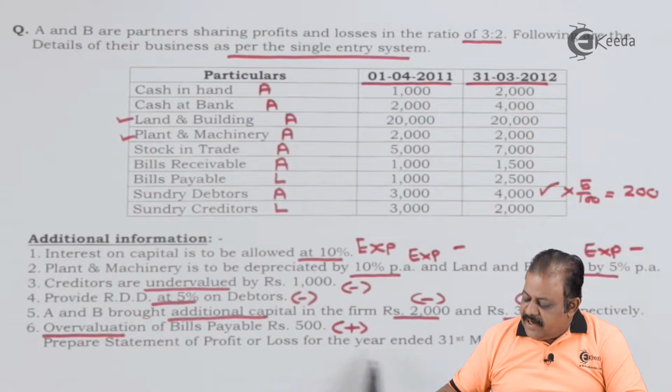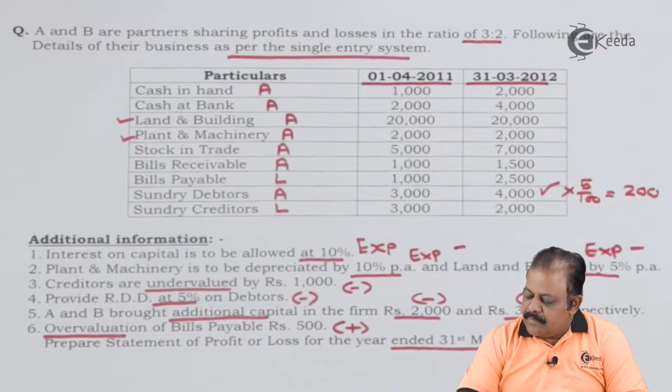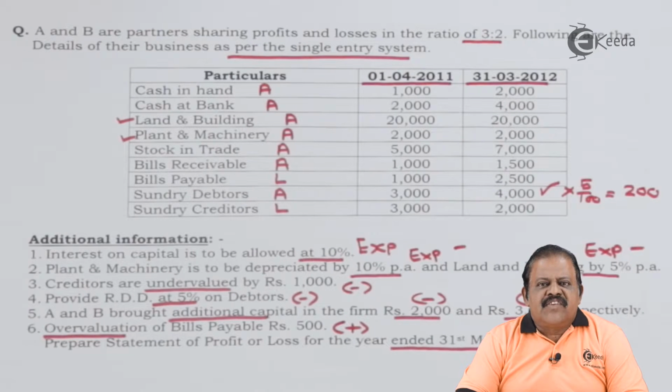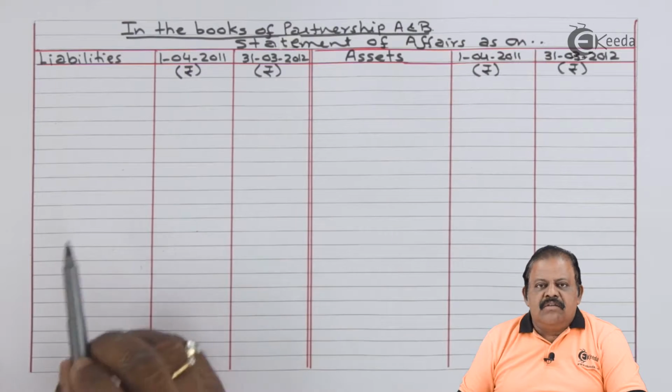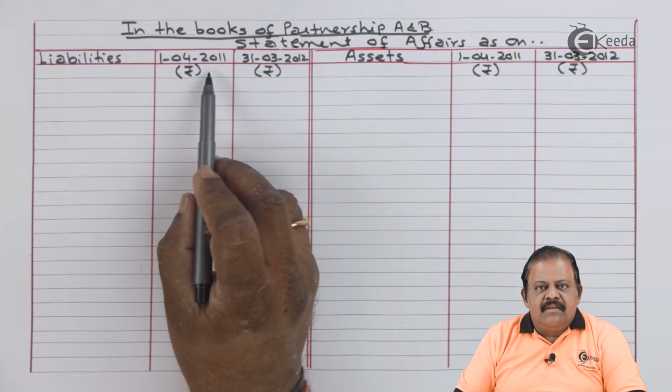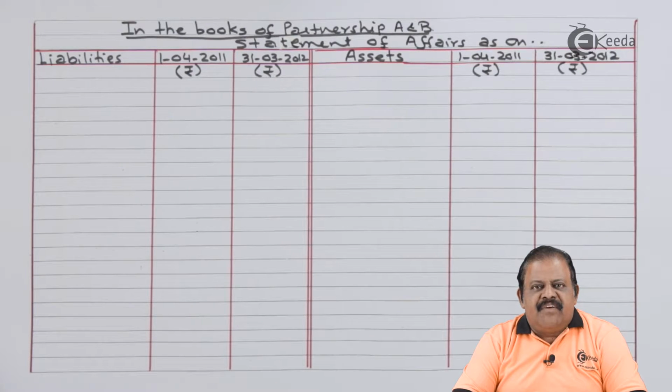Prepare statement of profit and loss for the year ended 31st March 2012. We are required to prepare statement of affairs to find out opening and closing capital. For partnership AB, statement of affairs as on 1st April 2011 and 31st March 2012. So this is combined statement of affairs to find out opening as well as closing capital. Let us record assets and liabilities.